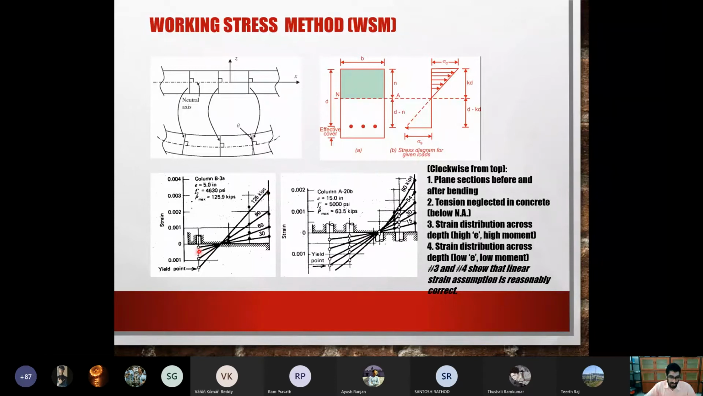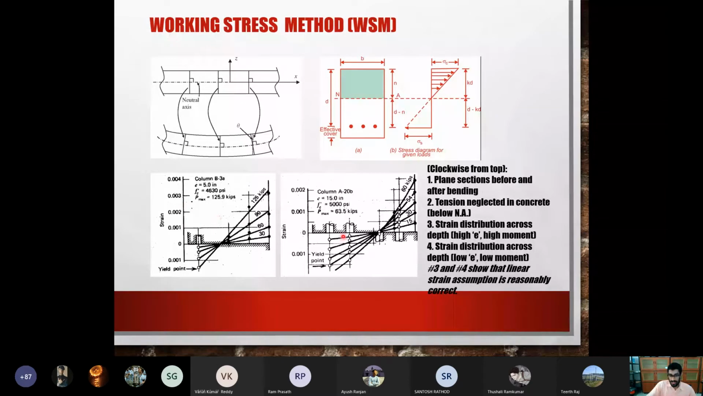So you see that here you have certain strains. You see that all of them are straight lines, more or less. So this is a straight line, this is a straight line, this is a straight line. These are all experimentally measured. I just took the picture of those experimental results from the Park and Paulay book.